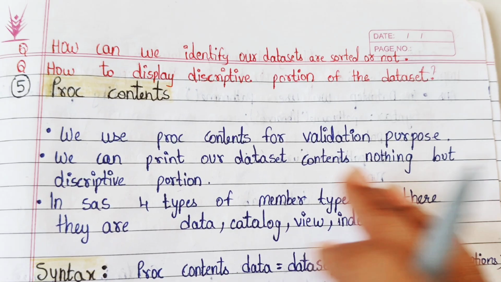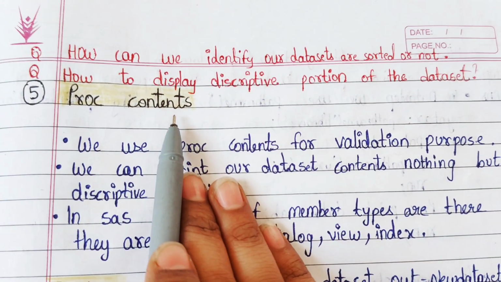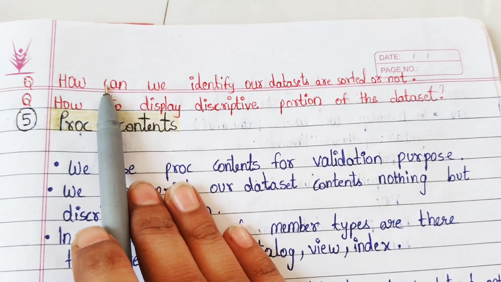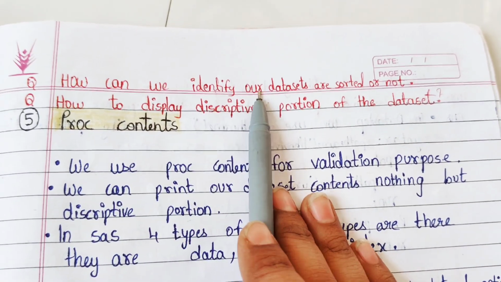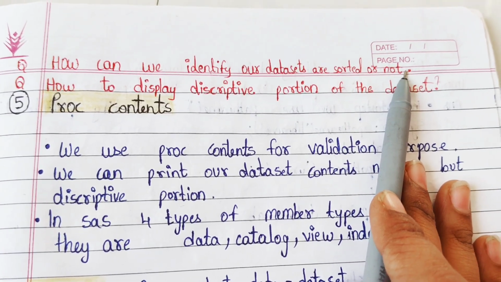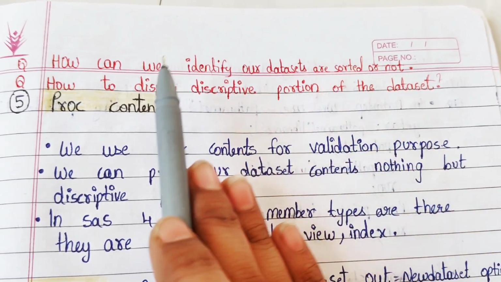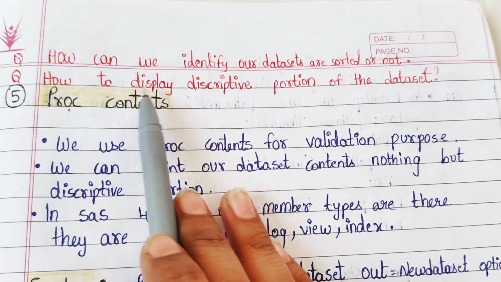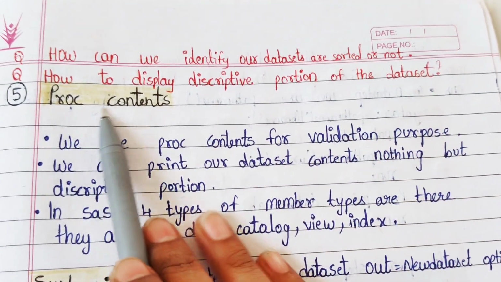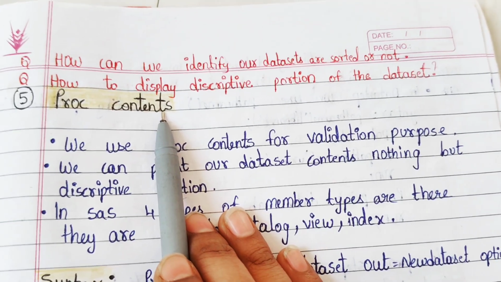I'm very happy. Now the next procedure is the proc contents procedure. You can see the 2 interview questions. How can we identify whether our data sets are sorted or not? This is one interview question. They might ask this, or otherwise how to display the descriptive portion of the data set. For that we use the proc contents procedure.